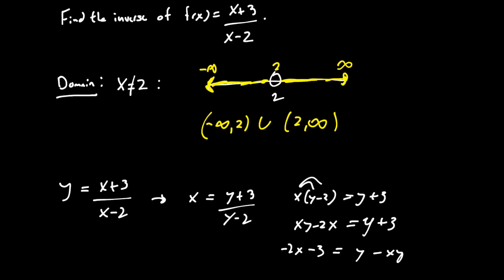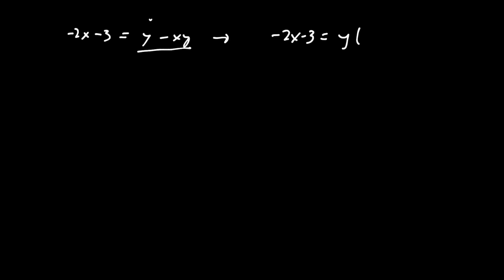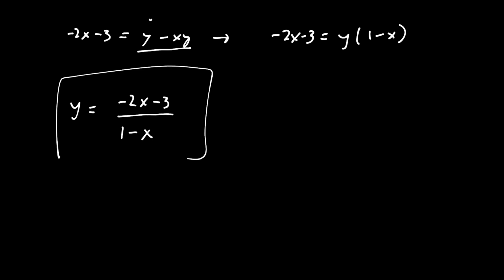Let's go ahead and start a new page. Now what we can do here is pull a y out on the right hand side, and this gives us negative 2x minus 3 is equal to y times 1 minus x, and so now we can divide both sides by 1 minus x. This gives us y is equal to negative 2x minus 3 divided by 1 minus x, and this is our inverse function.